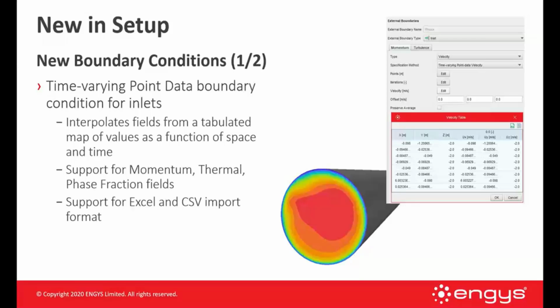In terms of boundary conditions, we have new additions mainly in the GUI. For example, we have an interface for a time varying point data boundary condition, which is basically a boundary condition which interpolates fields from a tabulated map of values as a function of time and space. So for example, here we have a velocity applied at the inlet, which can be read from a tabulated ASCII file, where you have the position in X, Y, and Z, and the corresponding values of velocity. And this is at a prescribed time, but you can have also a function of time. So you can have multiple matrices here, multiple tables. And this interpolation table is supported for momentum, velocity, and pressure, for thermal and phase fraction fields. And of course, we have interface for Excel and CSV import format.